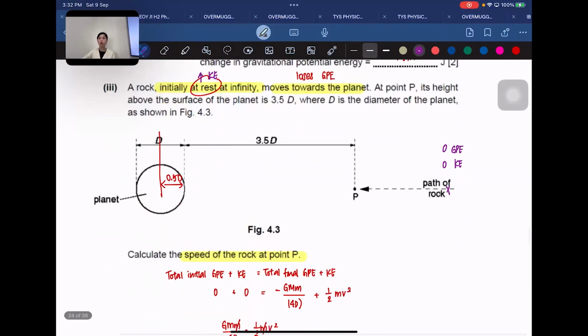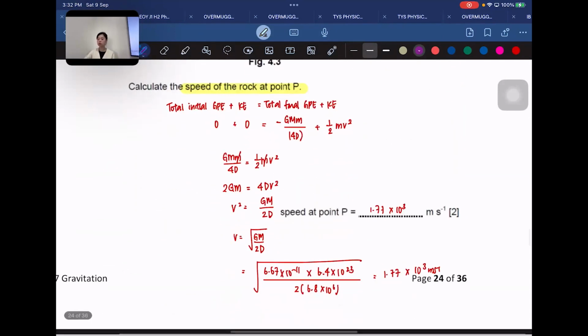So to calculate the speed, all we got to do is just use the principle of conservation of energy, whereby the initial KE and the initial GPE should be equal to the final KE and the final GPE. You understand? Then all you got to do is just calculate by cancelling the similar quantities, then you should be able to get v to be equivalent to this formula here.